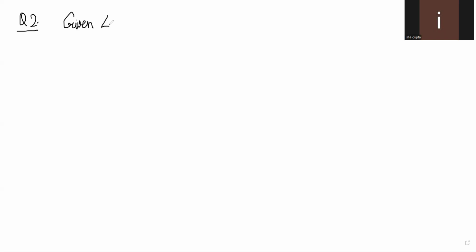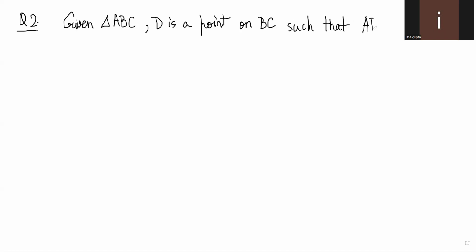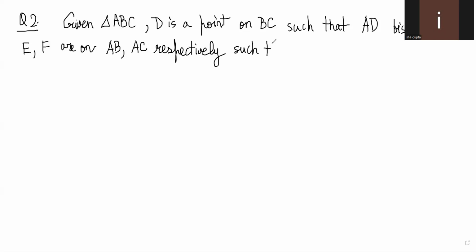Given triangle ABC, D is a point on BC such that AD bisects angle A. E and F are on AB and AC respectively such that DE and DF bisect angle ADB and angle ADC respectively.